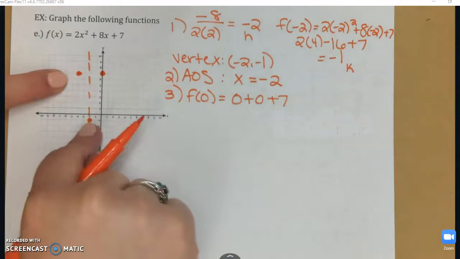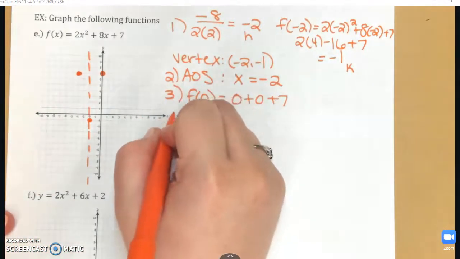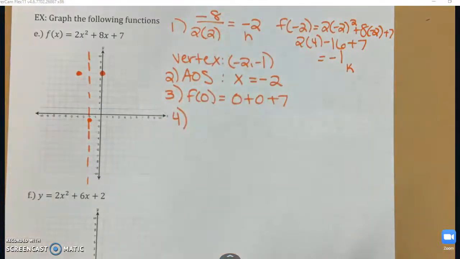So there's 2 of our points. There's our vertex. We can find 2 additional points by finding our x-intercepts. And what this means is y is equal to 0.